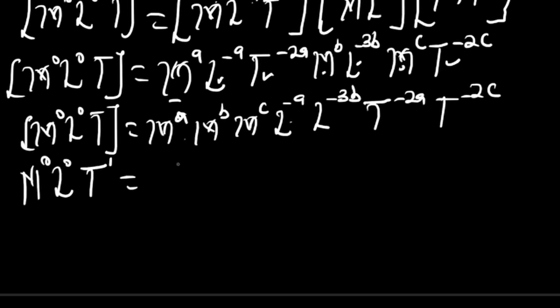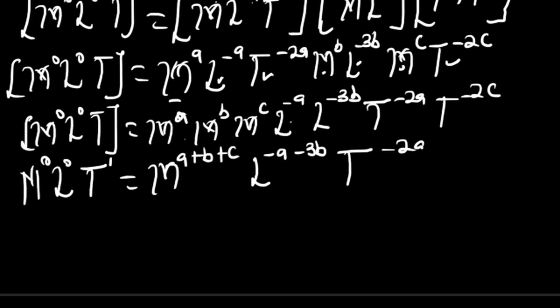Since the bases are the same, we simply add the powers. We now have M to the power of a plus b plus c. Okay, they are the same bases, so we add their powers. Now the next one is L. This now becomes minus a minus 3b. Correct. Now let's add for the T. This becomes T to the power of minus 2a minus 2c. Correct. Okay. Now, what's the next thing that we're going to do with this very information?